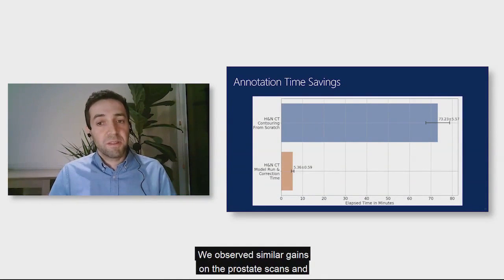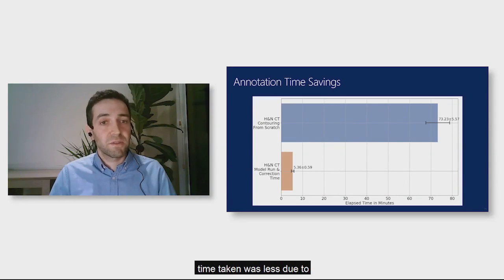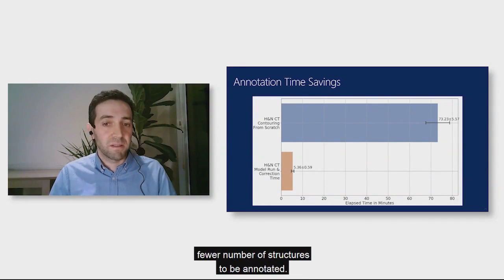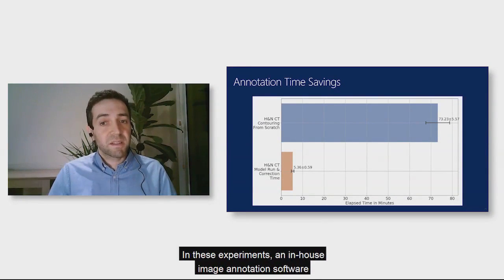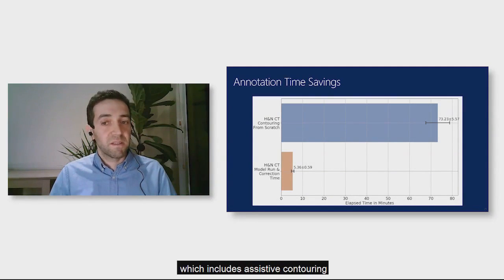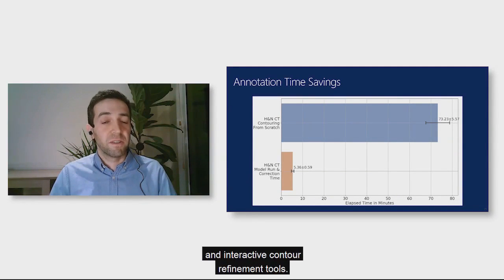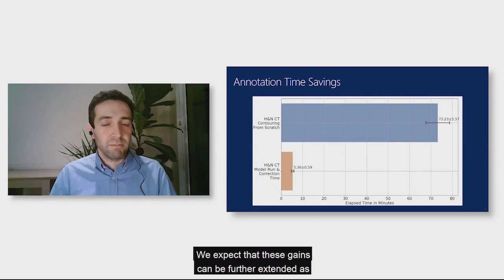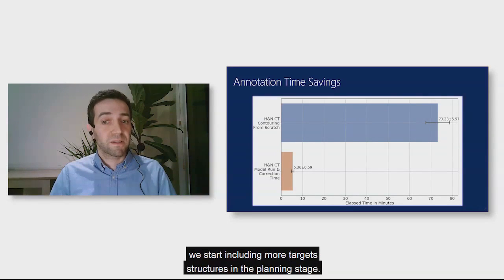And we observed similar gains on the prostate scans, and the time taken was less due to the smaller number of structures to be annotated. In these experiments, an in-house image annotation software was used both for contouring and correction tasks, which includes assistive contouring and interactive contour refinement tools. And we expect that these gains can be further extended as we start including more target structures in the planning stage.